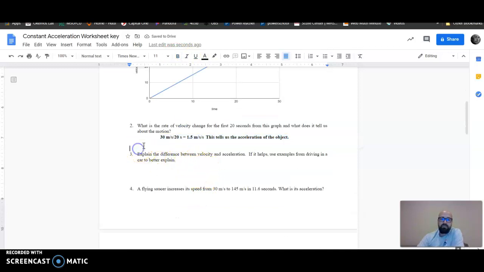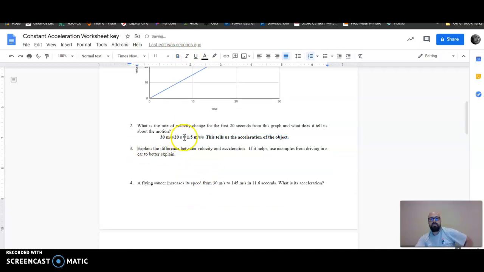And then here, explain the difference between velocity and acceleration. If it helps, use examples from driving in a car to better explain. So typical answers for this were kids gave me definitions, which makes me think you must have looked it up online. And that's fine if you define them. If I were defining these, I would say velocity is speed and direction.